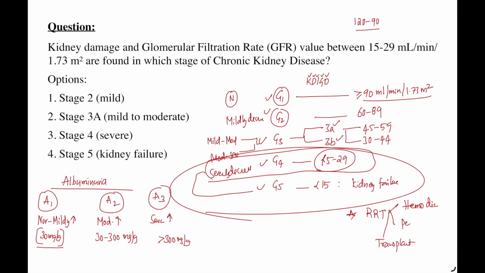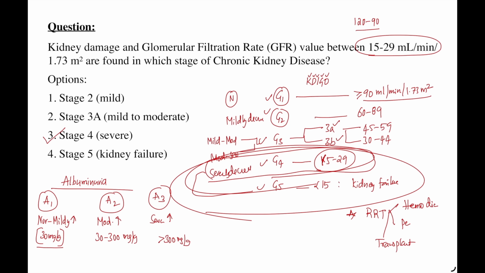Now coming back to the question, kidney damage and GFR value between 15 to 29. So what is 15 to 29? This one is 15 to 29. I am referring to stage 4, that is a severe condition here. Very simple question to answer.